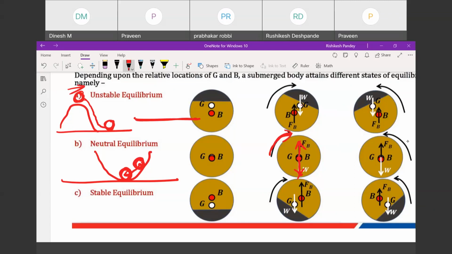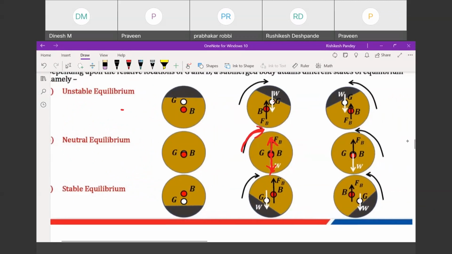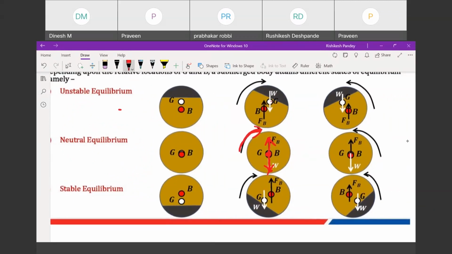Now the third is neutral. Let's say this is a flat surface and some ball is here. Now if you displace this one, it will move and attain some equilibrium condition here. Okay, so this is the neutral one. This is the unstable one, and this is the stable one. Here, if you see neutral equilibrium, when G and B coincide, then it is a neutral equilibrium.